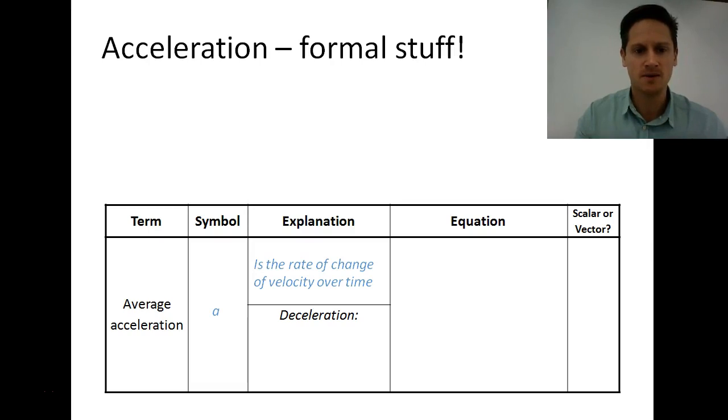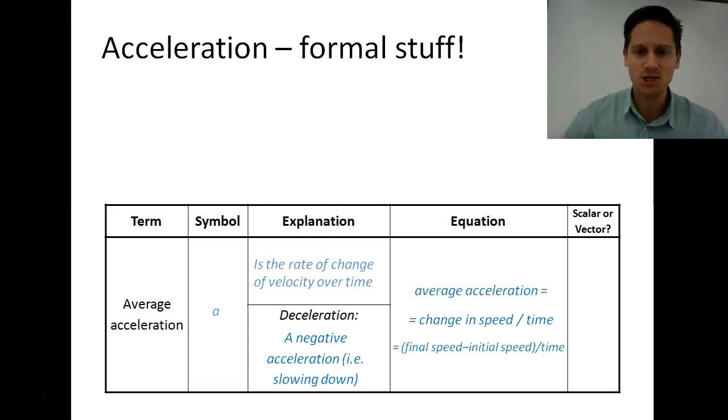There's also a term deceleration. Deceleration is negative acceleration, and think of that as slowing down. So a negative acceleration is deceleration. The equation for acceleration is the change in speed over time. So that symbol means divide, and you can also say it as over. Now, in order to get the change in speed, it's the final speed subtract the initial speed.